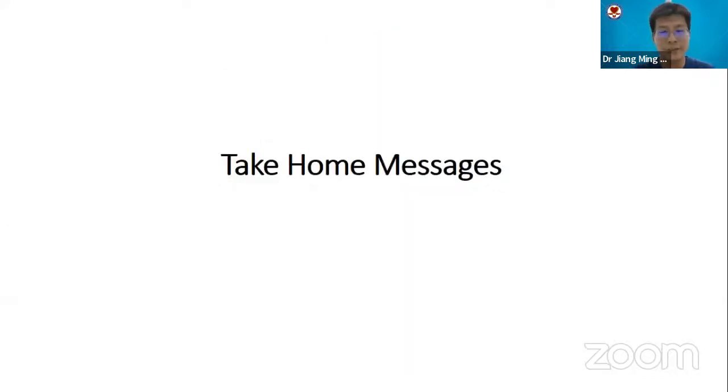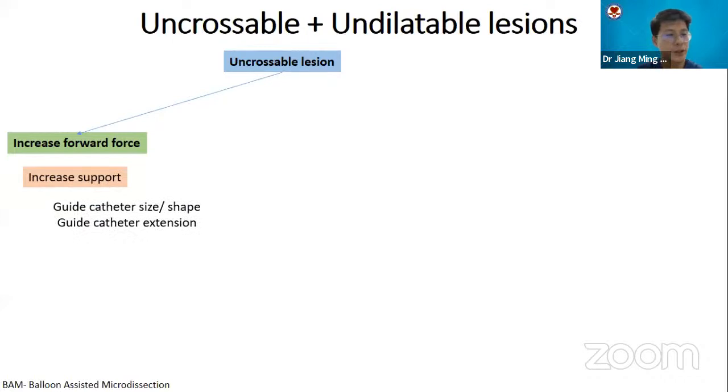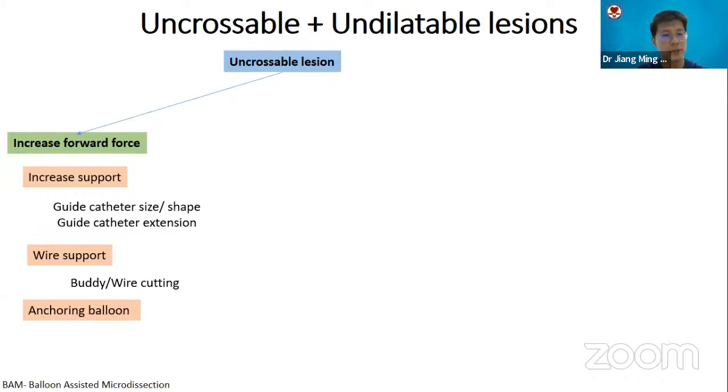So this is my take-home message. Essentially, I think one of the strategies to approach uncrossable lesions would be to increase the forward force, all right? And one way is to increase support by either using the appropriate guide size, catheter size and shape, and with the use of guide catheter extension if appropriate. Wire support strategies such as buddy wire support or wire cutting techniques, anchoring balloon techniques, for example.